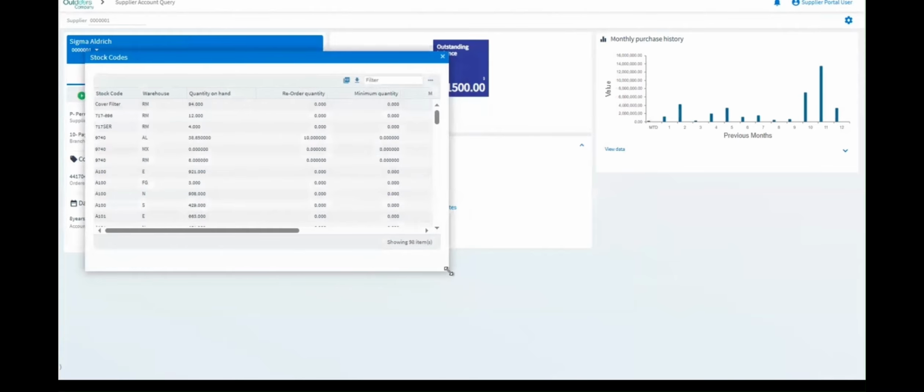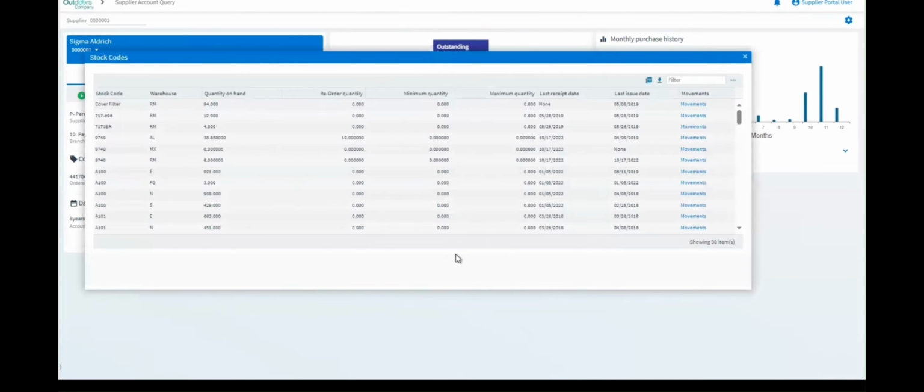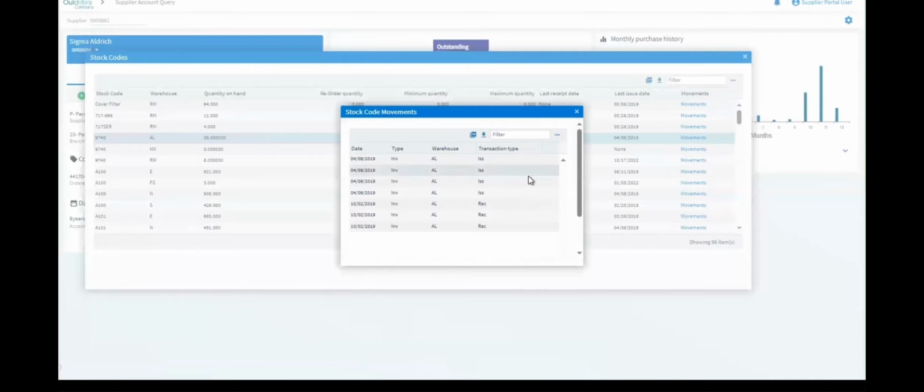Interestingly, we can give them access into the items that they supply to us, and we can give them access into issues around quantity on hand, reorder points, min-max levels, as well as just looking at our consumption rate and the rate at which we're using these particular products.